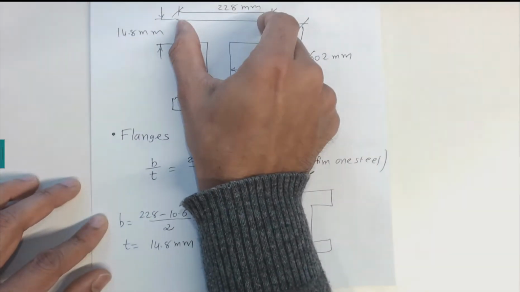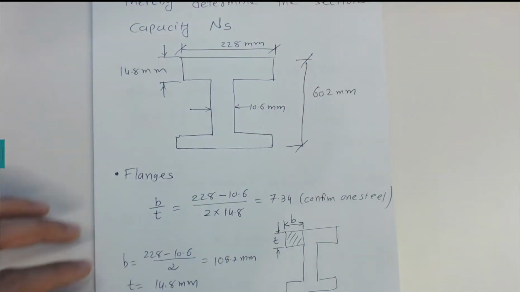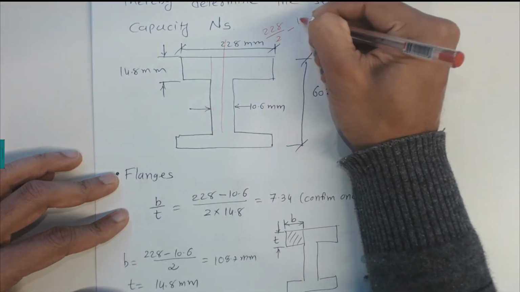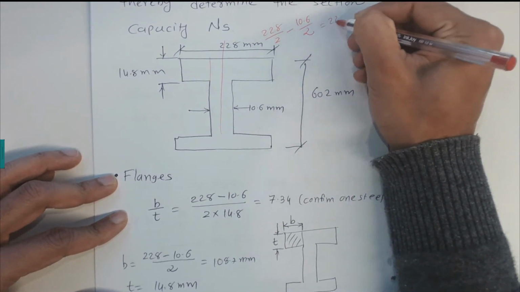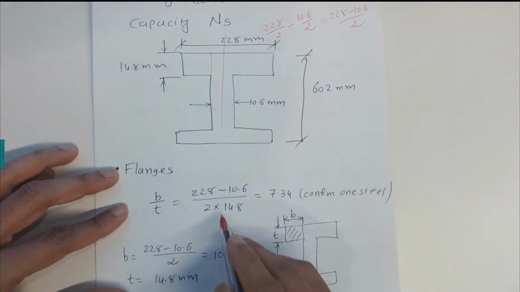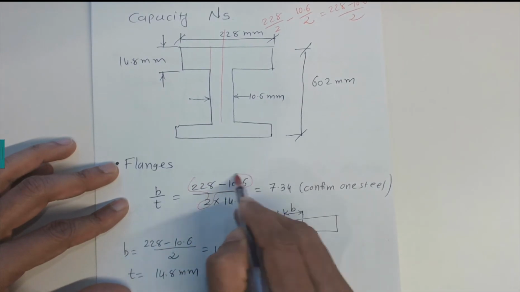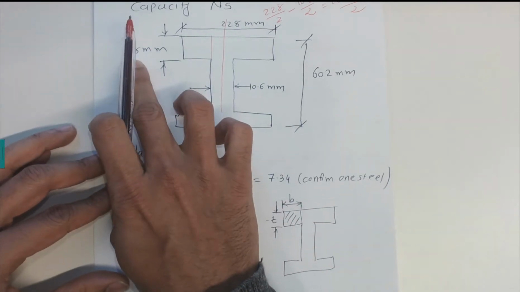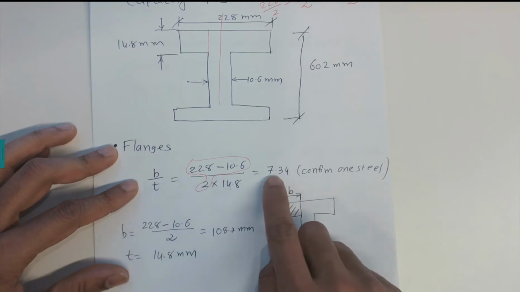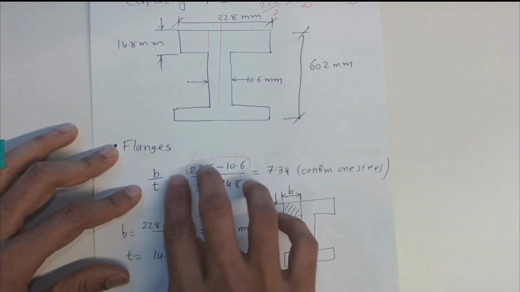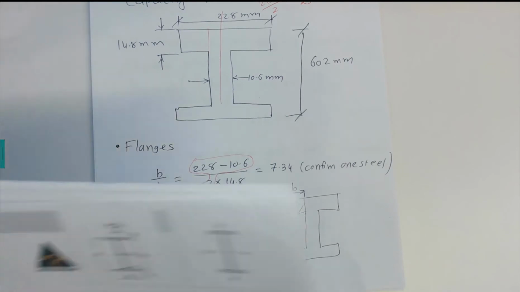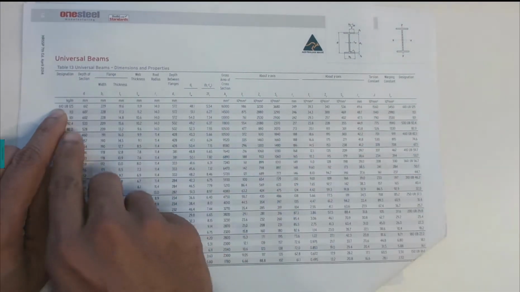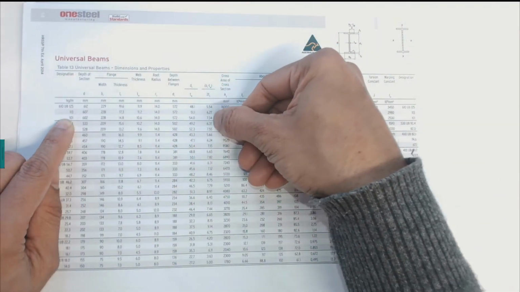So for b, we have 228 here, so we just need to take half of 228 and take away half of the 10.6, that is, 228 minus 10.6, over 2. That is the b value. And this t is 14.8. So the b over t ratio is given as 7.34. We don't need to go through this geometry, because the OneSteel tables, the manufacturer, have already given that b over t ratio, which is 7.34, for 610 UB 101.